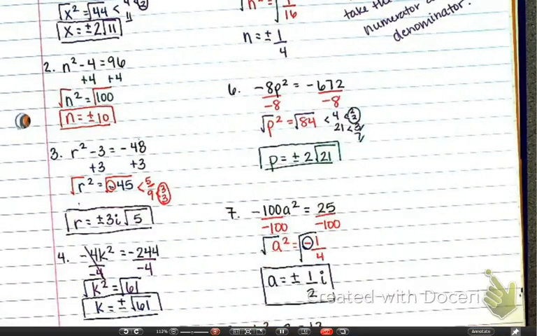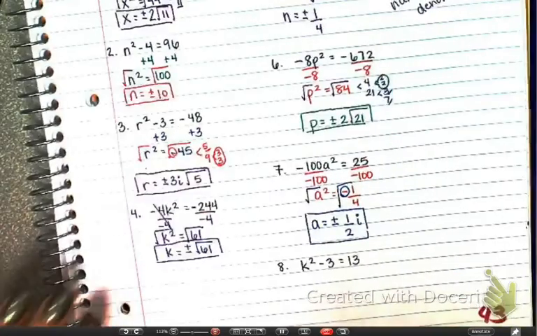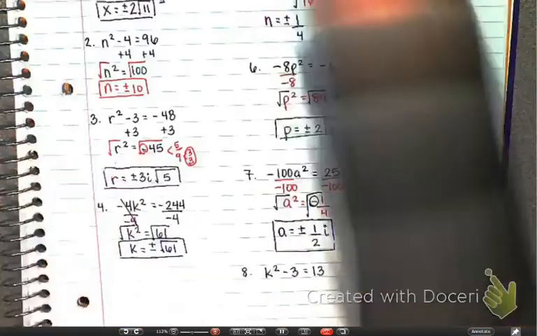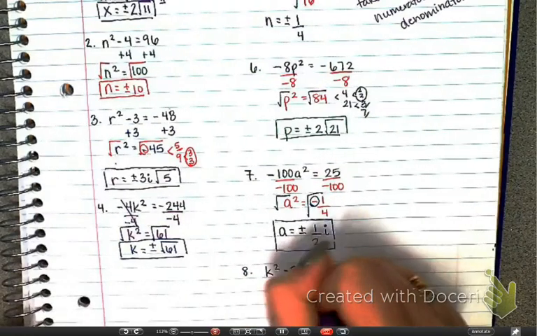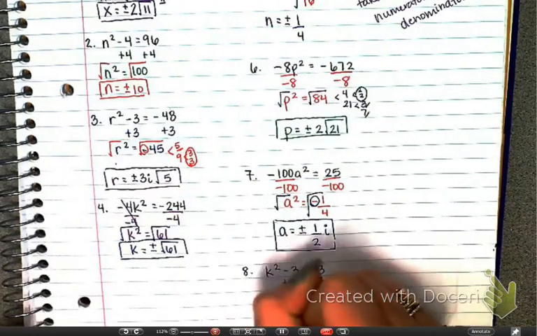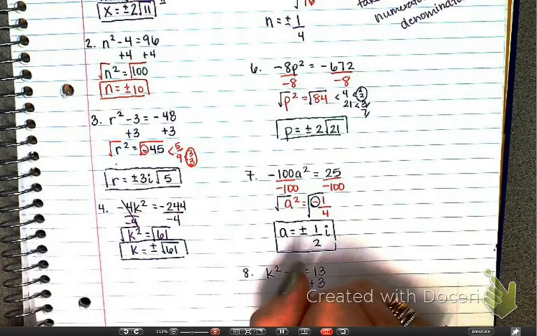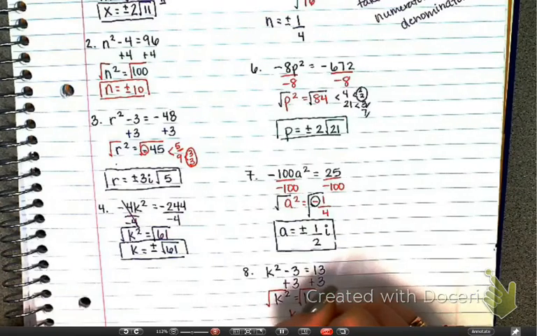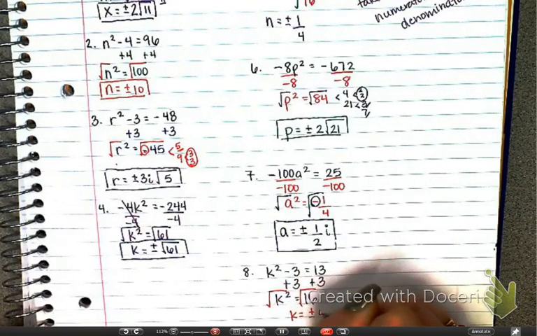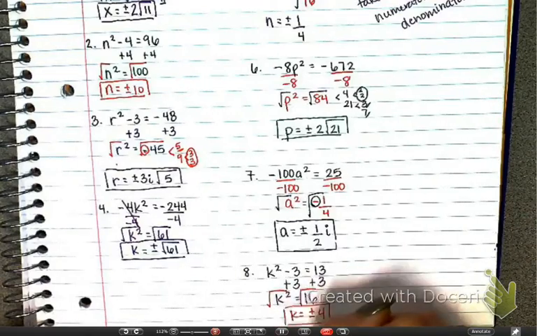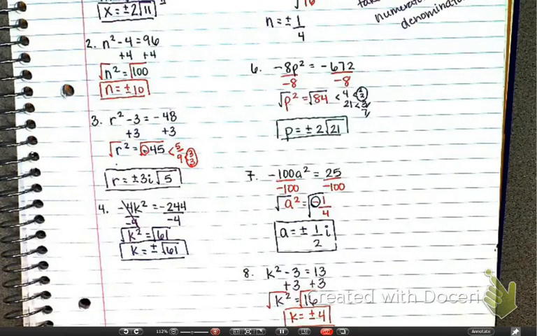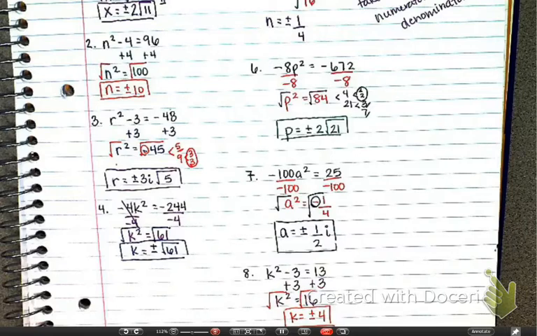Last problem. Where do we start? Add 3 to both sides. So if I add 3, I get k squared equals 16. Take the square root. k equals plus or minus 4. Most of us got through all of those. There was a little trip up on that one, but it had quite a few steps. How do we feel? On a scale of 1 to 5, are we still hopefully in the 4 and 5 range? Yeah? Awesome.